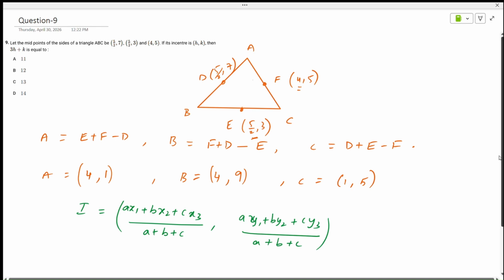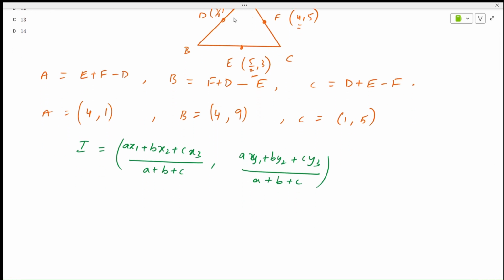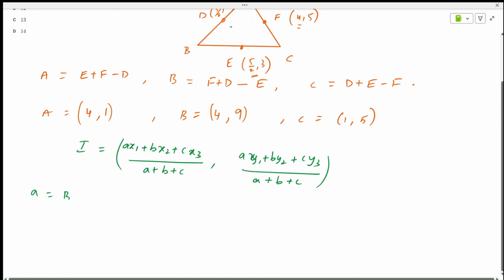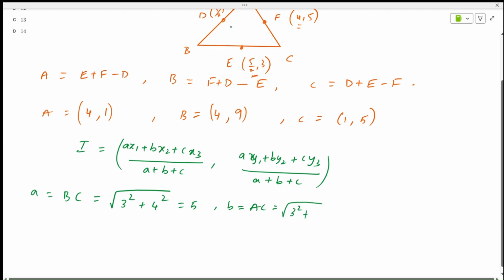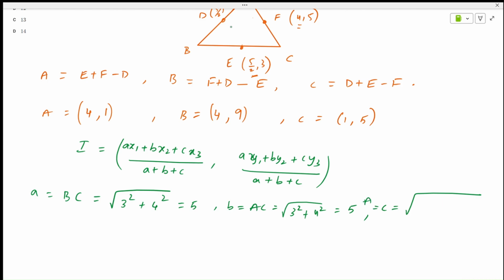Now what are a, b, and c? A is the distance BC, which is equal to under root (4 minus 1)=3 square plus (9 minus 5)=4 square, which will give you 5. And b is equal to AC. That is equal to (4 minus 1)=3 square plus (1 minus 5)=4 square, which is also 5. And c is equal to AB, which is equal to (4 minus 4)=0 square plus 8 square. c is equal to 8.